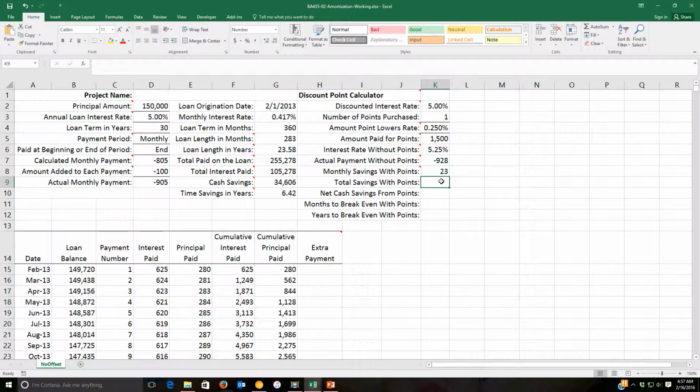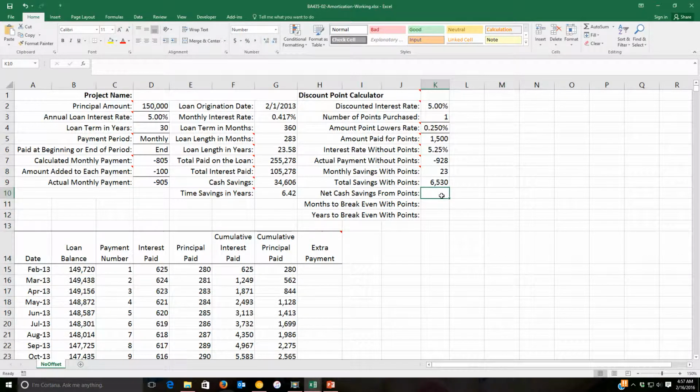And to calculate the total savings from points, we'll take the value above us here in K8, and we'll multiply that times the value in cell G5, which is the loan length. We actually paid on the loan given our payment options. It shows us we'll save over the life of the loan $6,530.